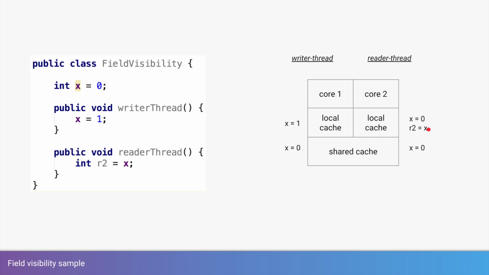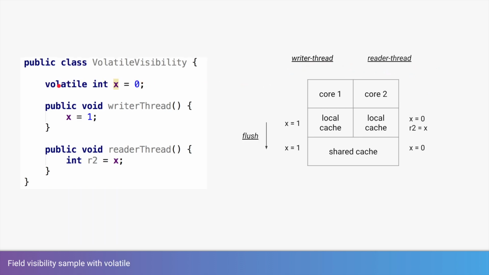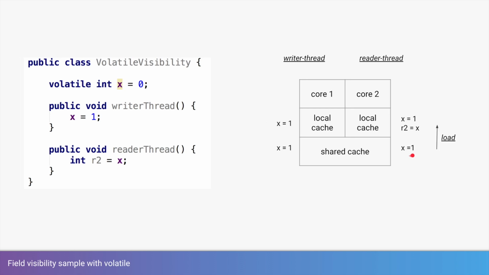And this is called field visibility issue, because the variable x is not visible in its true sense to the reader thread. Java provided a solution for that. It says that you use a keyword called volatile. If that keyword is volatile, JVM will ensure that when the x value changes to 1, it is flushed or pushed into the shared cache, so that when any other core tries to load that value, it will always get the updated value. So making this one small change of making the type of the variable as volatile ensures that the field visibility problem is solved.